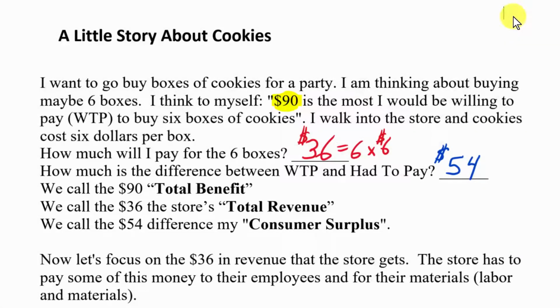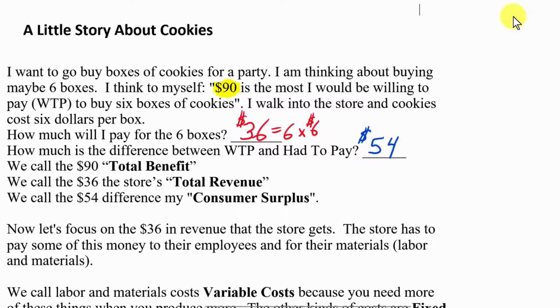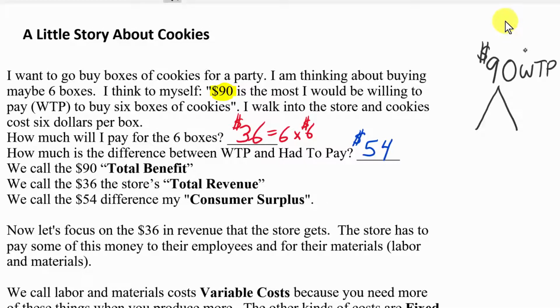Let's draw this first part here. Just a visual way to see what's going on so far. So it all starts with the $90, which is the most we're willing to pay, right? We call that the total benefit. Total benefit, what we're willing to pay. And we're splitting that into 2 parts. $54 and the $36 that I actually had to pay. So that's the total revenue, and the $54 is the consumer surplus.